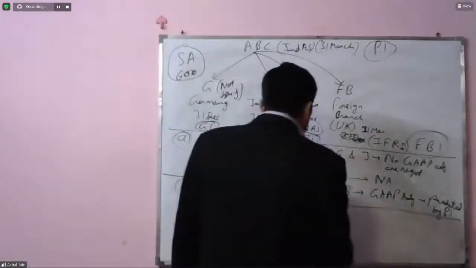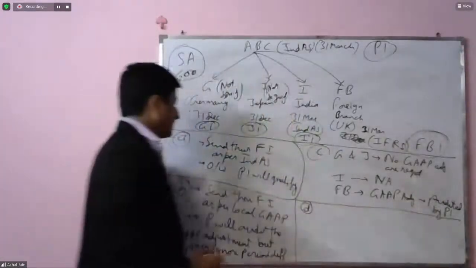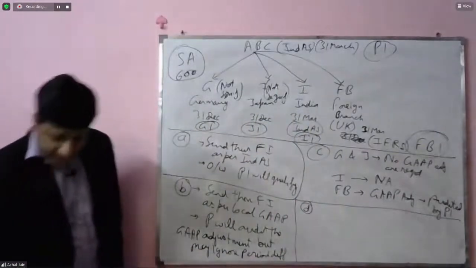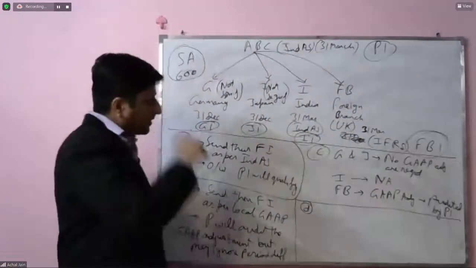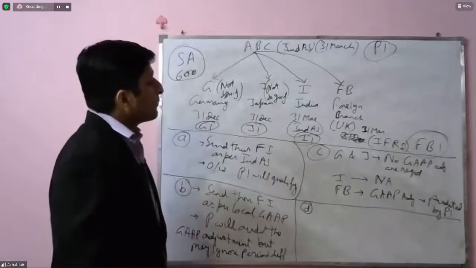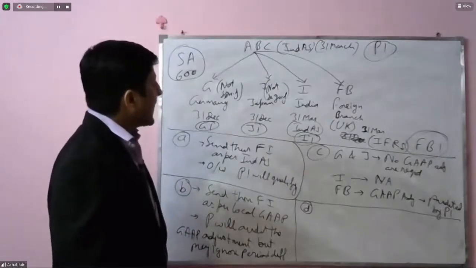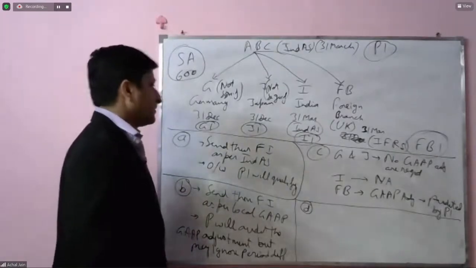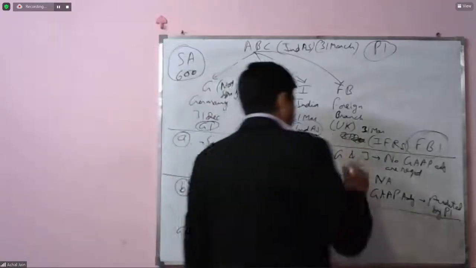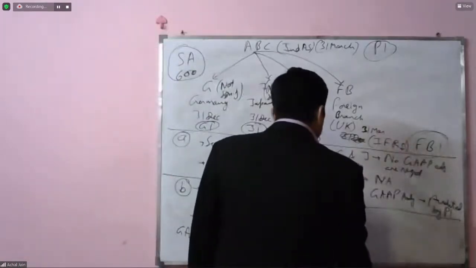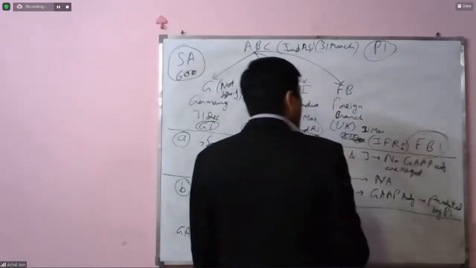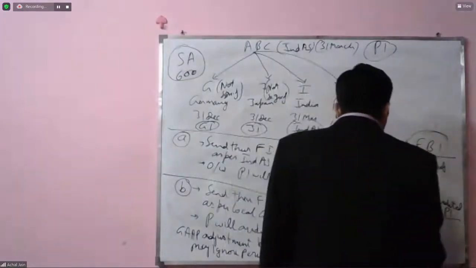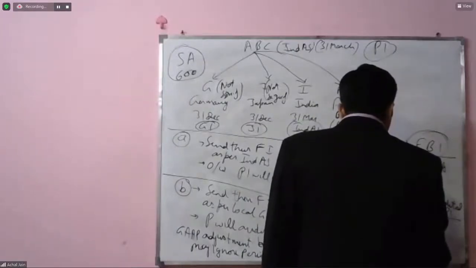Option number D. Now what can be option number D over here? We can say that foreign branch and the Indian entity, so we can say G and J, no GAAP adjustment required.